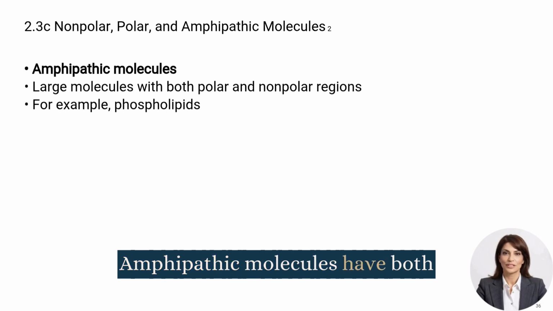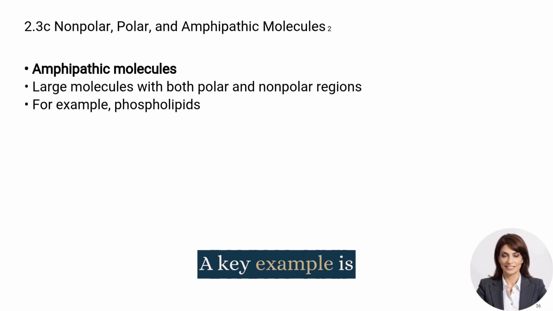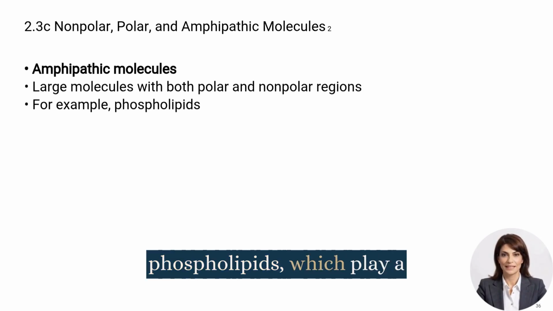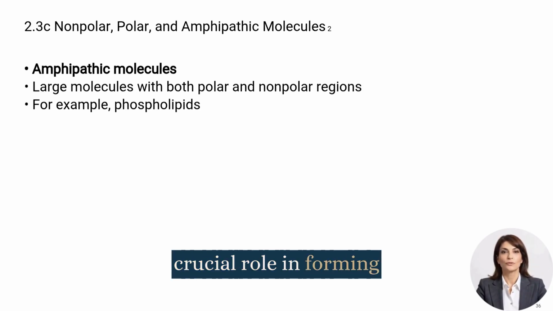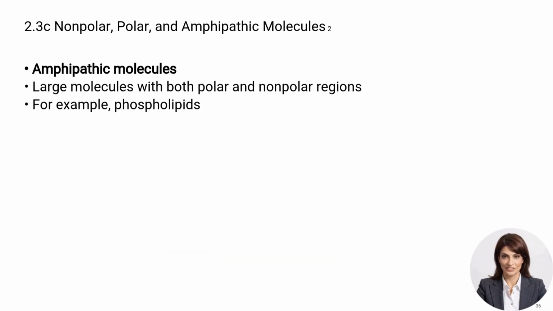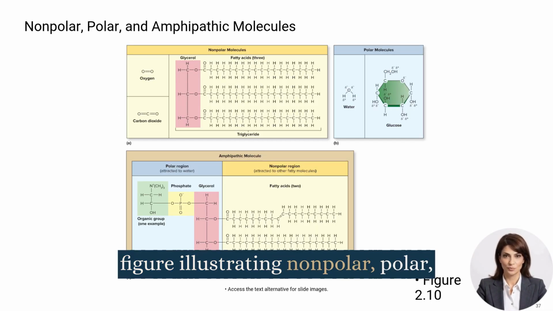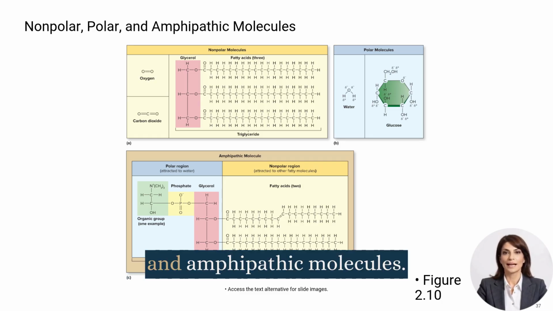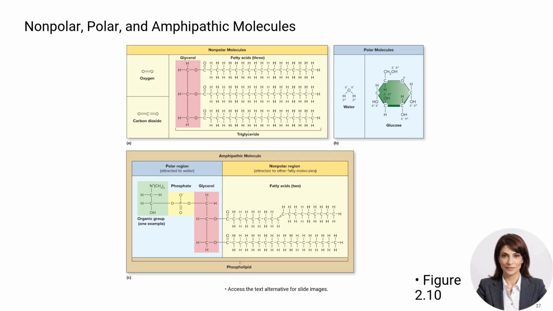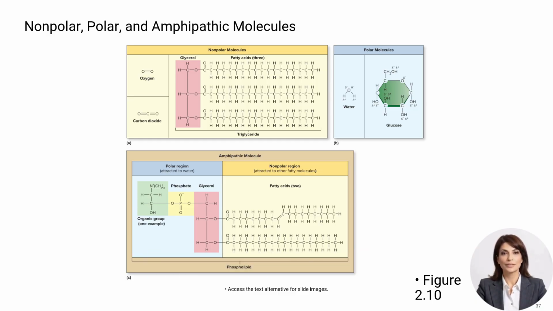Amphipathic molecules have both polar and nonpolar regions. A key example is phospholipids, which play a crucial role in forming cell membranes by aligning their polar heads with water and nonpolar tails away from it. This slide features a figure illustrating nonpolar, polar, and amphipathic molecules. Please refer to the text alternative for detailed descriptions of the slide images.